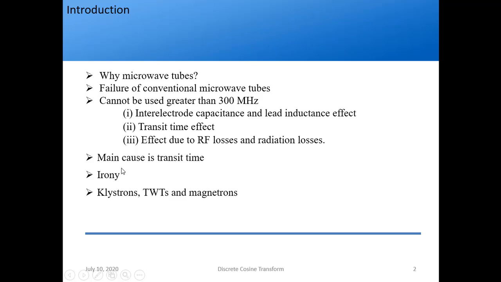However, the irony is that researchers use this transit time effect itself to make tubes usable at frequencies above 300 megahertz. How they did that, we'll study in klystrons, TWTs and magnetrons. These are the main microwave tubes which will be studied. All are based on the transit time effect only. So they have used this transit time effect to our advantage.